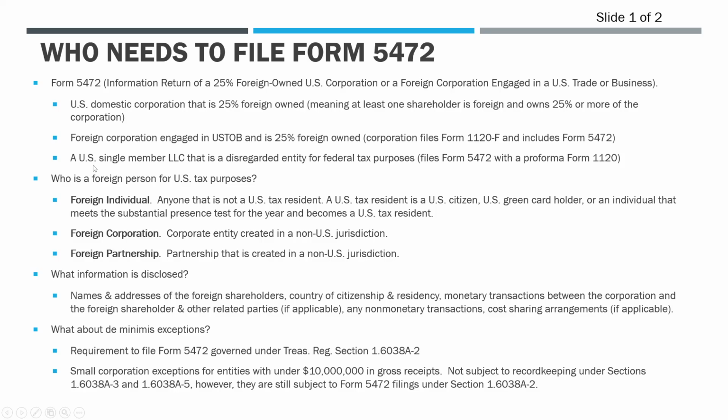And then the last one, this is a new reporting element that happened in the last few years. 2018 was the first year this was required, if I remember correctly. This is where you have single-member LLCs that are disregarded entities. And so these entities have to file a 5472 with a pro forma 1120. I do have a separate video on those types of filings. I'll put a link below if you find that you're in this camp as far as what needs to be filed, and not necessarily the domestic corporation one that we're going to be looking at.